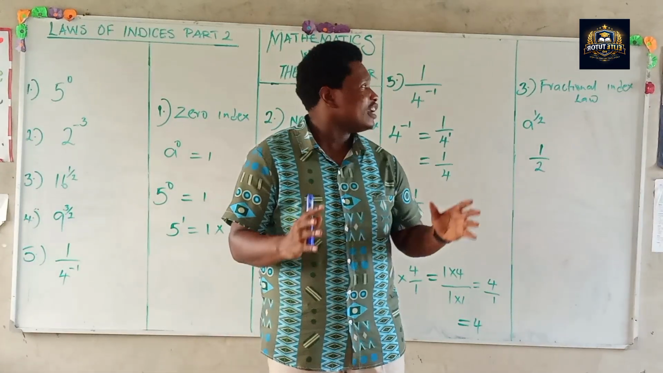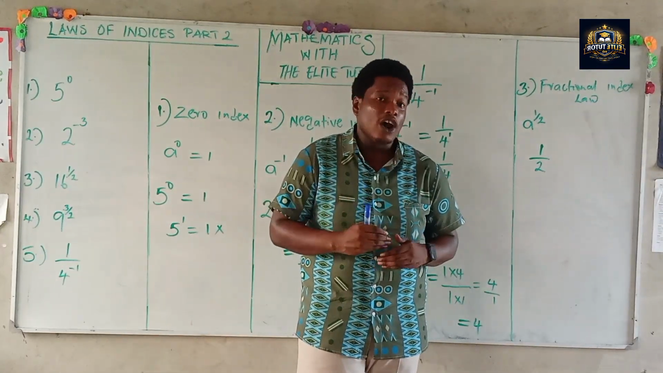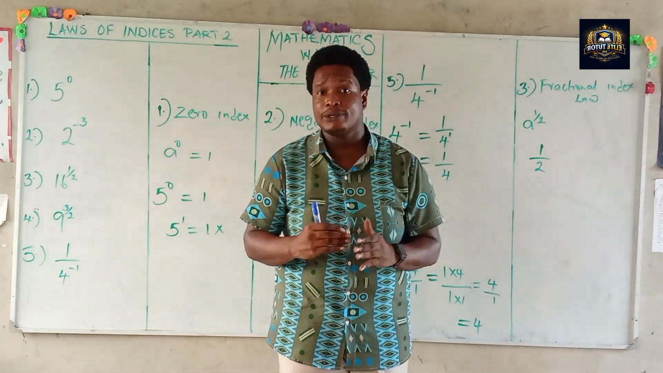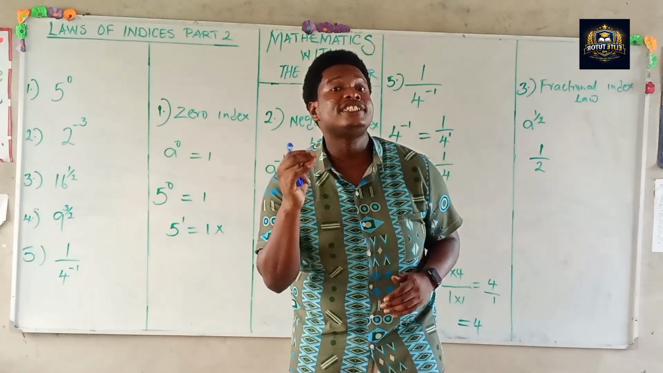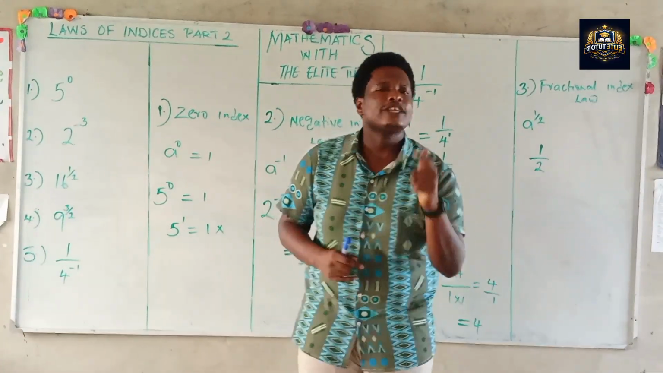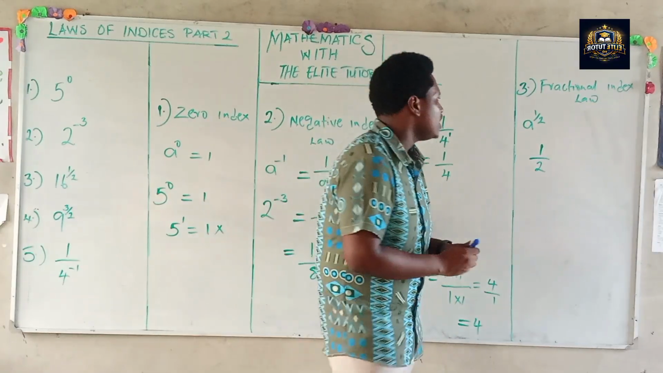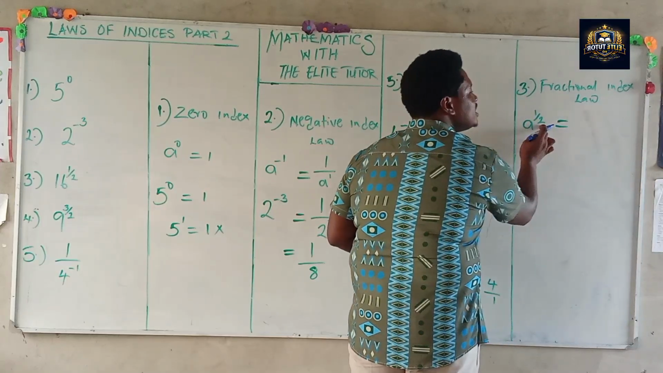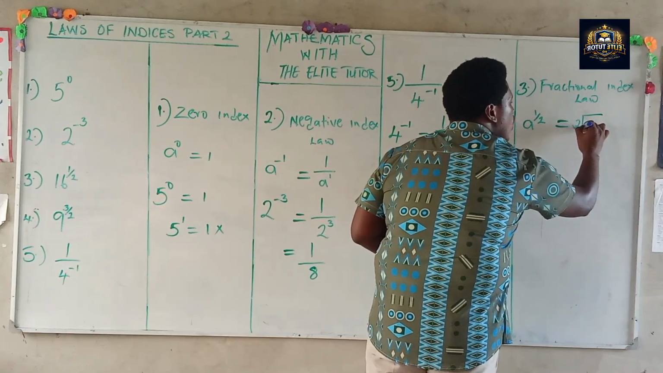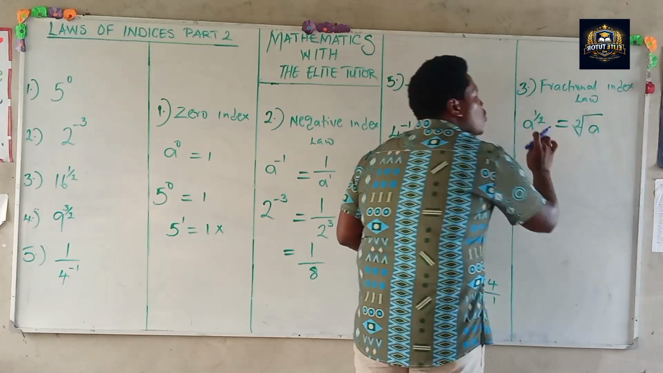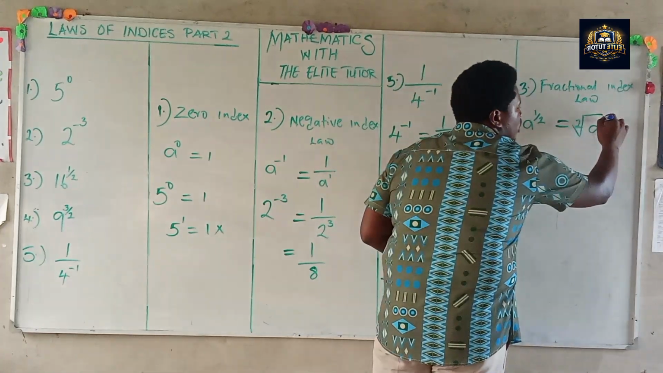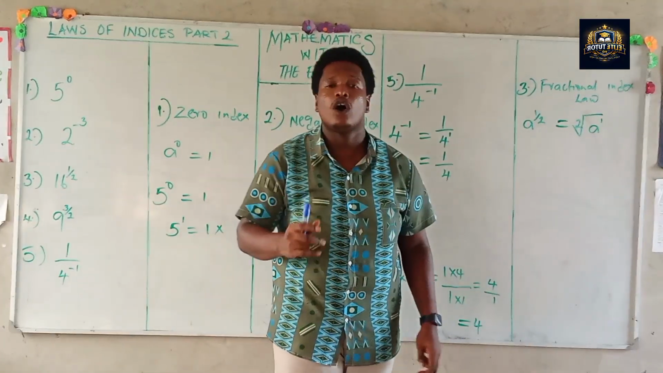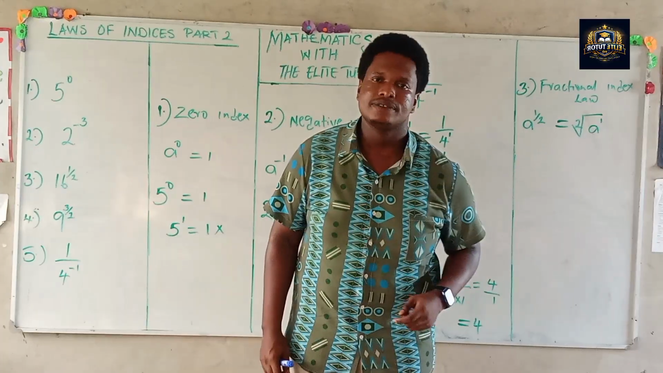When we talk about the fractional index law, a number or a variable is usually raised to a fraction. A fraction has two parts, the numerator and the denominator. The denominator is always the root, while the numerator is always the power. In this scenario, the root, which is the denominator, gives us the square root of a, while the numerator always takes the power, which is a raised to power 1. So the fractional index law is expressed in this format.